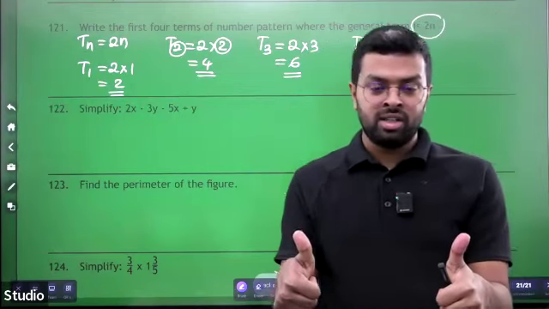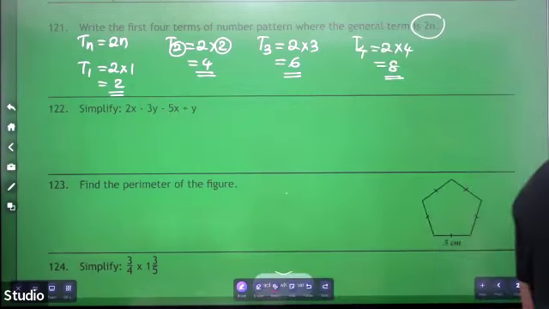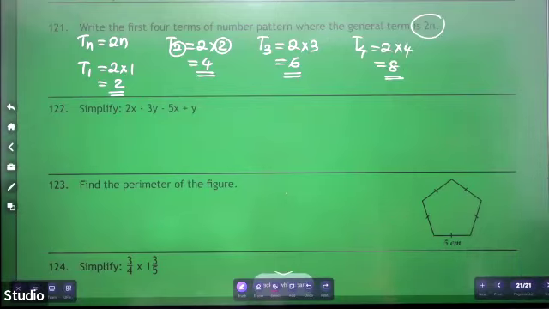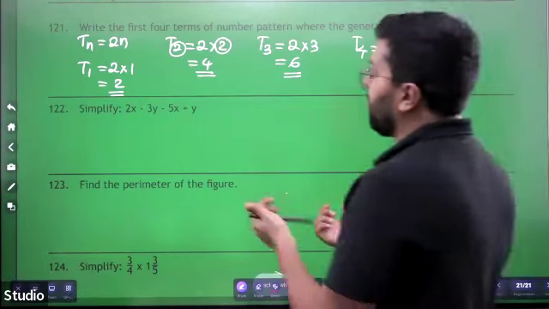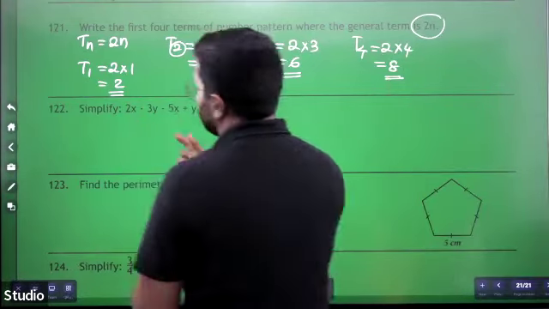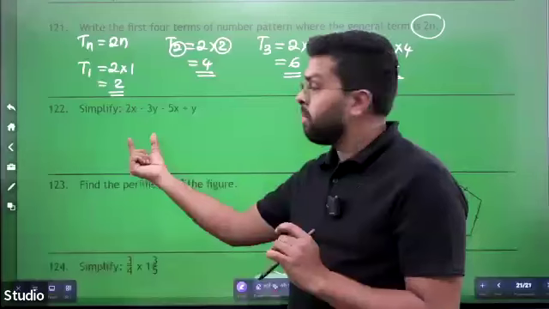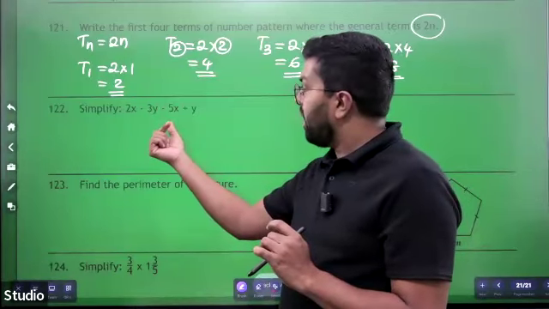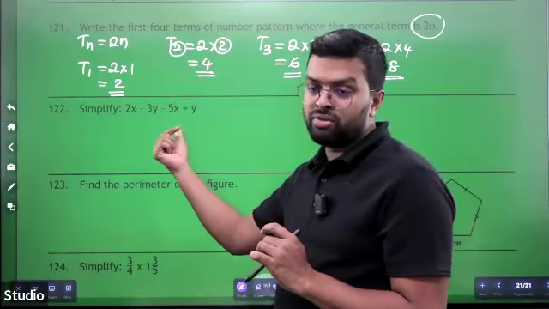Who got this correct answer? Raise your hand if your answer is correct. Right? All right. Simplify 2x minus 3y minus 5x positive plus y.